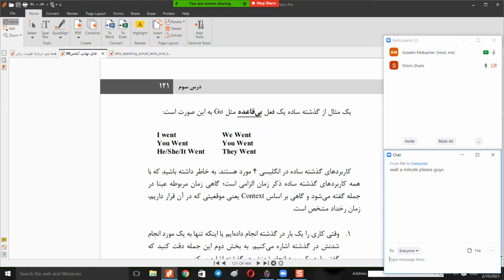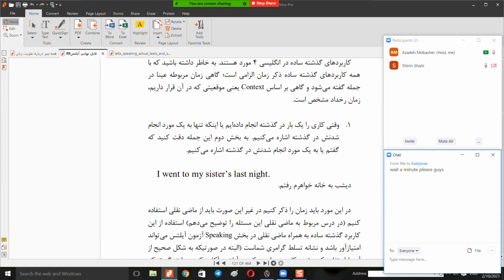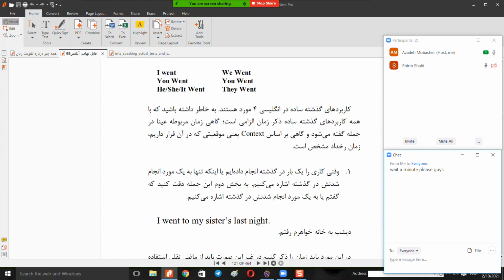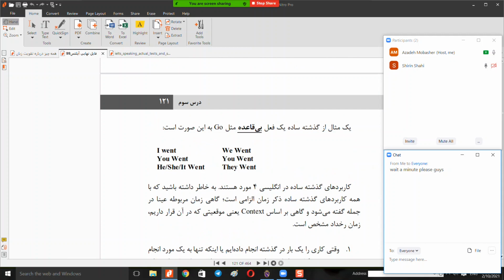In your page it is correct, but in my book, beside 120, it's printed "درس دوم". Ah, yes, we fixed that one. "درس سوم". Yes, thank you. But yes, we fixed that one.